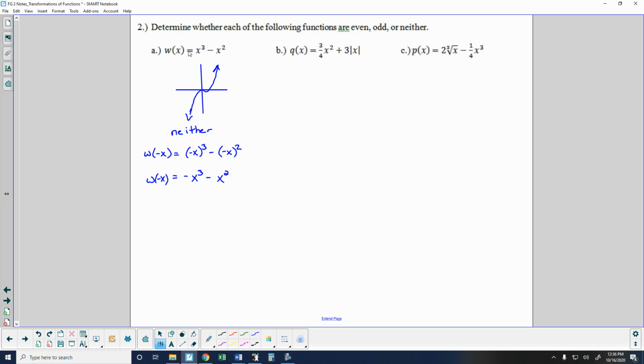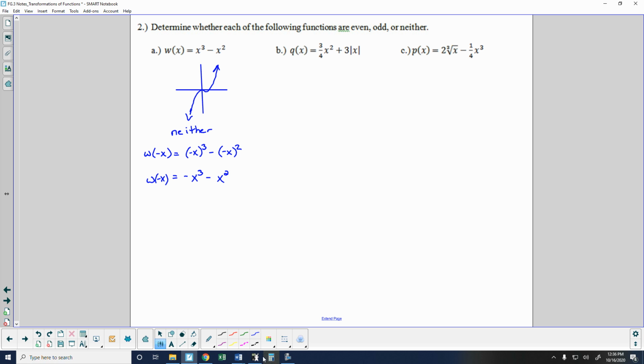So now I want to compare the signs of the opposite of x that we just substituted in to the signs of f of x. To be even, the function should be exactly the same, and they're not. To be odd, each one of the terms should have a different sign. So we can see this one was positive and now it's negative. Okay, that's good. This one was negative, but it's still negative, so that's not good. This is neither even nor odd.